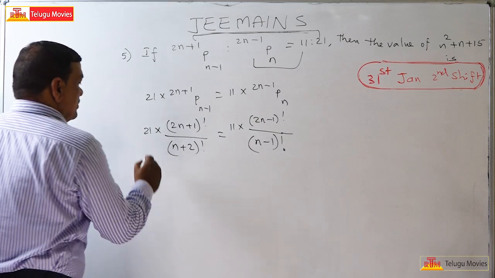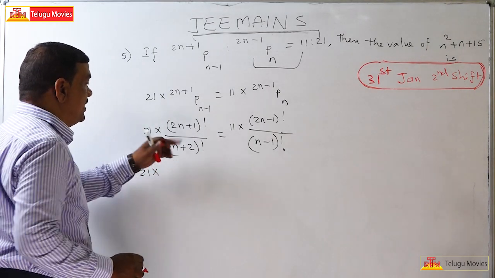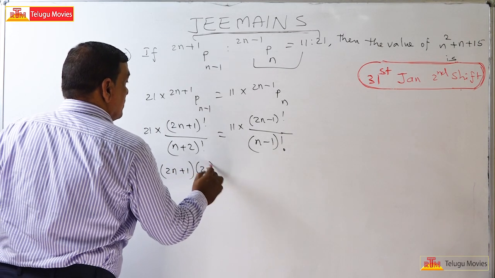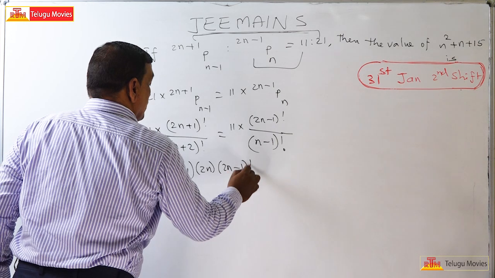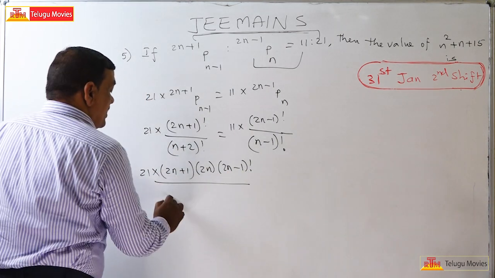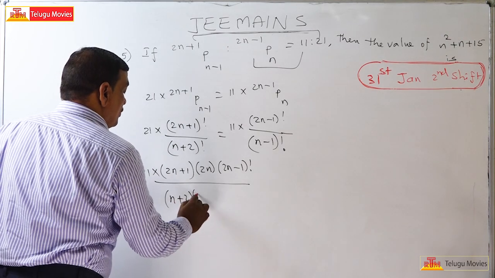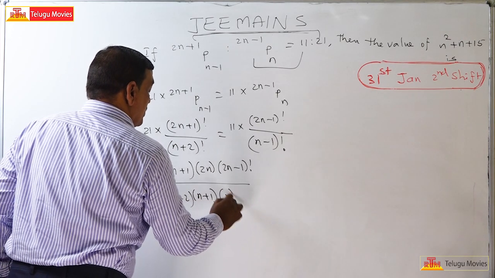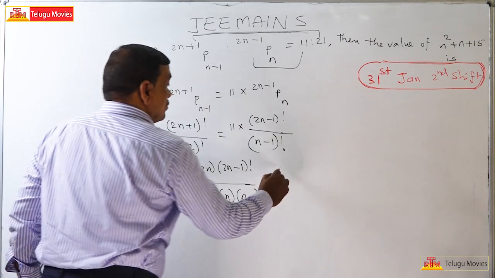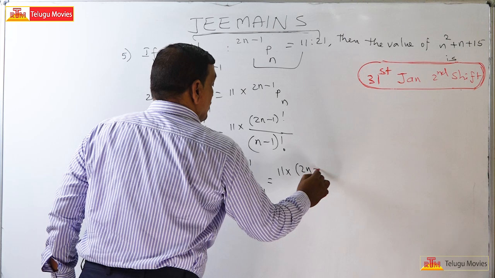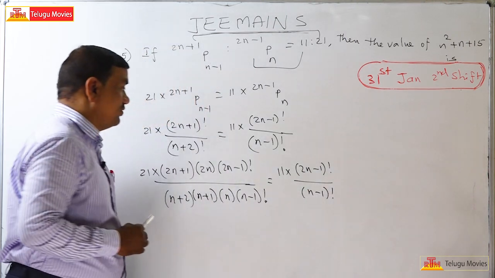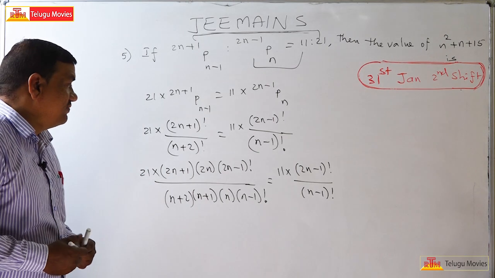Let us take this is equal to 21 into 2n plus 1 into 2n into 2n minus 1 factorial. Now here the denominator is n plus 2 into n plus 1 into n minus 1 factorial. So this is 11 into 2n minus 1 factorial by n minus 1 factorial. So I applied this factorial property.